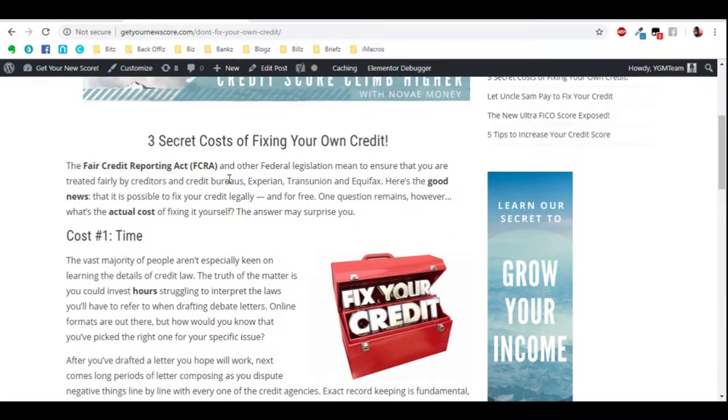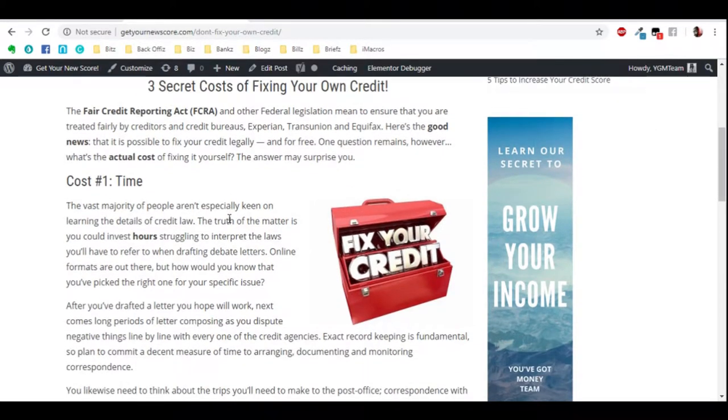First of all, the Fair Credit Reporting Act basically protects you as a consumer and allows you to dispute things that might be erroneous or outdated on your credit report. Credit reports are held by the three bureaus: Experian, TransUnion, and Equifax. And the good news is that you can legally fix your own credit. And yes, for free. Well, the question is, is it really free?